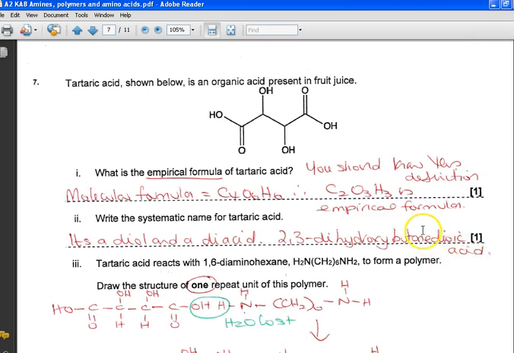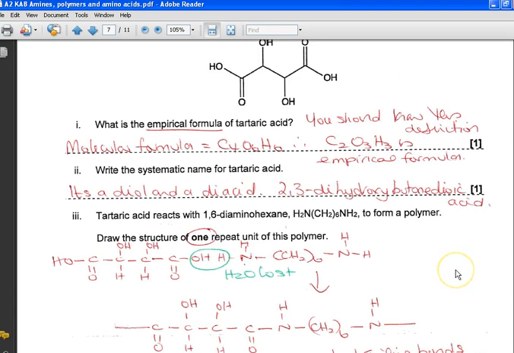And the mark scheme did allow you to say butane 1,4-dioic acid, but you have to remember the dioic bit. Okay, so yeah, if there's 2 alcohols or 2 acids or whatever, it's either di, tri, tetra. You have to include that in the name.